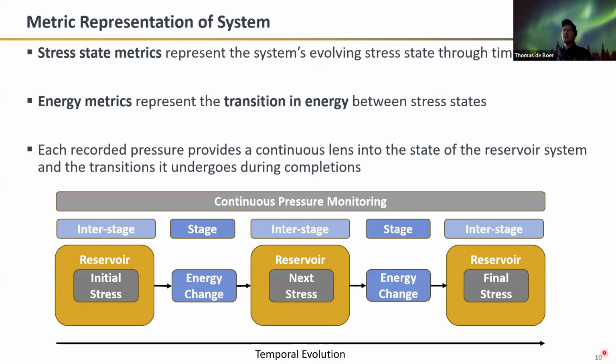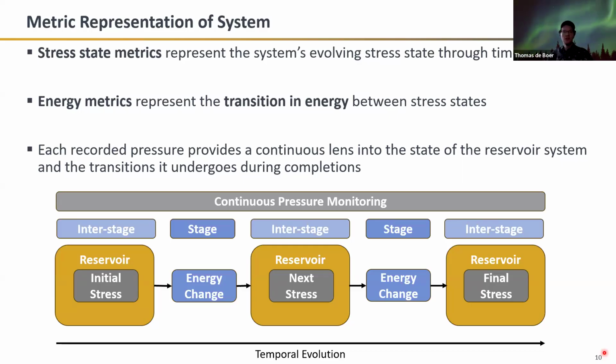To do this, we do a combination of stress state metrics and energy metrics. At the simplest level, a stress state metric would be something akin to an ISIP or an understanding of the pressure response within the system as we complete. But within this, if we look at our individual stage, we can break down the amount of energy or the transition in energy between these stress states.